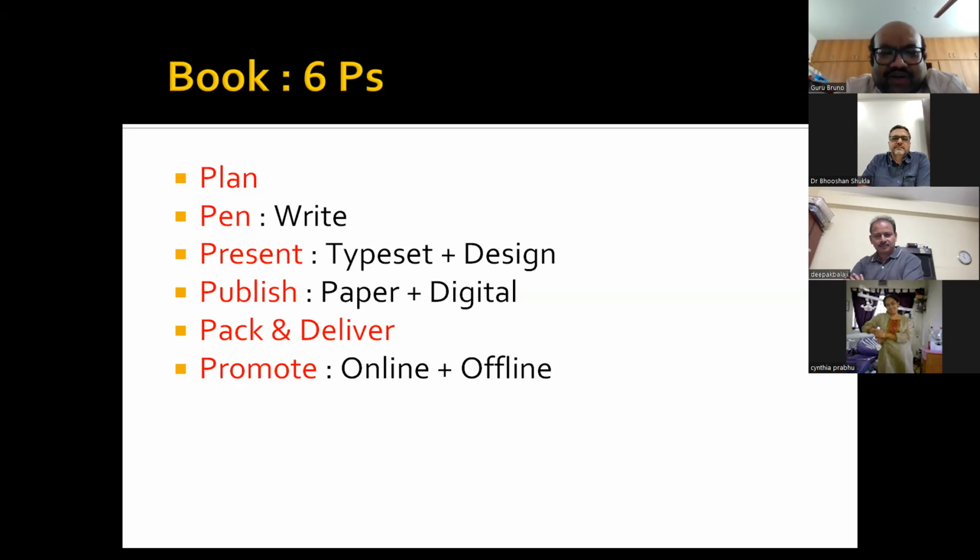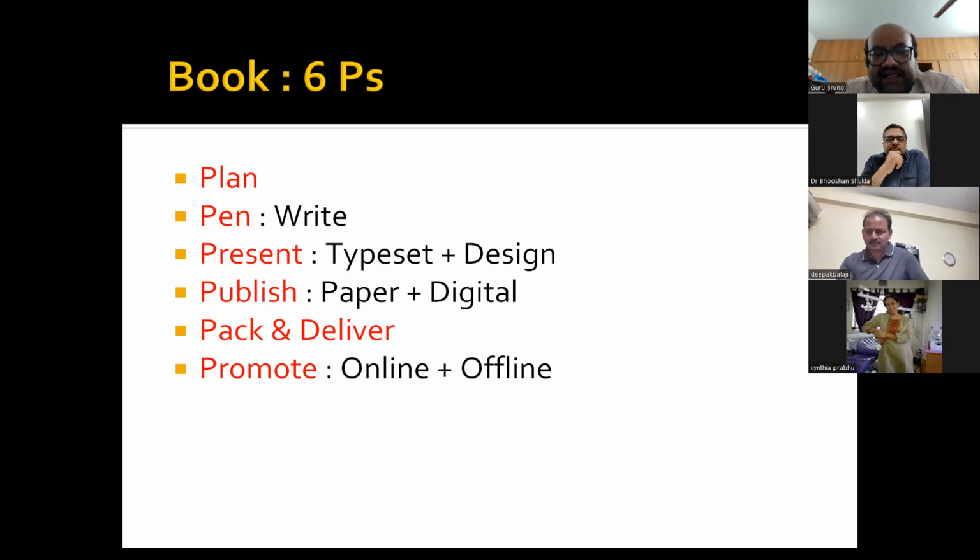So what do you mean by plan? It is self-explanatory. By pen, we mean how to write the book. By present, how to typeset it and design it and make it readable and pleasant. Suppose cooking is the pen, then arranging it on the table in a beautiful way can be called presentation. If you are not presenting it properly on the table, many may not even try to taste it. Same way with your book, content is one part, how you present the book is the second part.